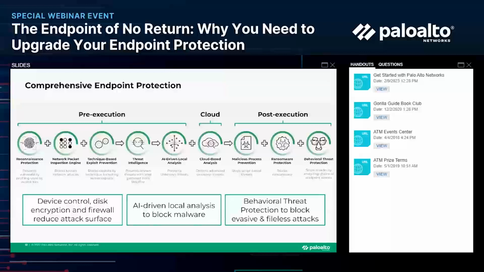Features like device control, disk encryption, and host firewall that we talked about before really combine to prevent data loss and unauthorized access. The best endpoint protection solutions should block exploits by technique, block malware files using machine learning, and stop malicious behavior. Make sure that it can block malware and exploits and look across multiple behaviors to stop attacks.